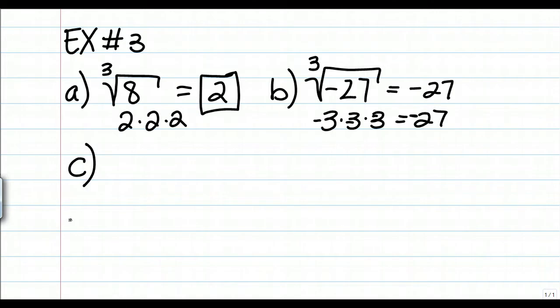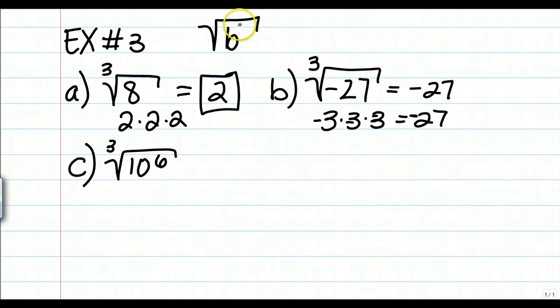C. What if I gave you the cube root of 10 to the 6th power? There's two ways you can do this. You can either write out what 10 to the 6th power is and then find three numbers that multiply to give you that number, but I think that's harder. What you want to use is this formula, and I'll write it up here.